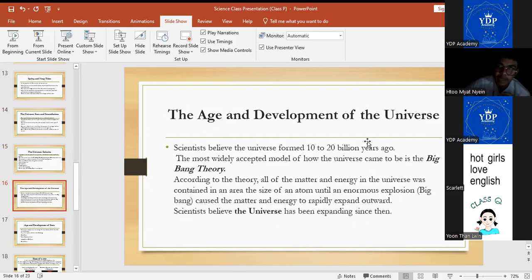The age and development of the universe. Scientists believe the universe formed 10 to 20 billion years ago. The most widely accepted model of how the universe came to be is the Big Bang theory. According to the theory, all of the matter and energy in the universe was contained in an area the size of an atom until an enormous explosion, the Big Bang, caused the matter and energy to rapidly expand outwards. Scientists believe the universe has been expanding since then.